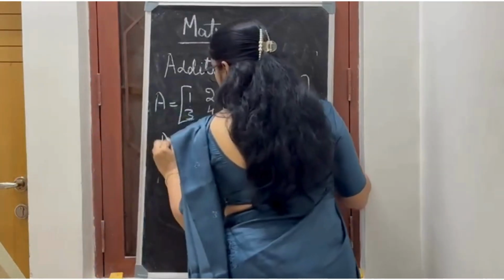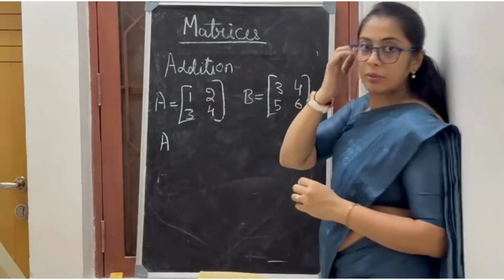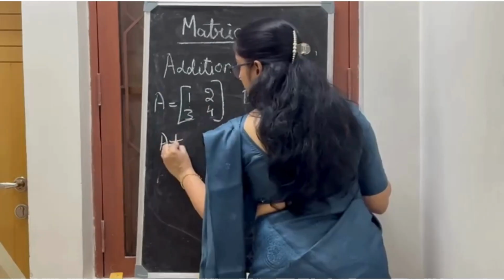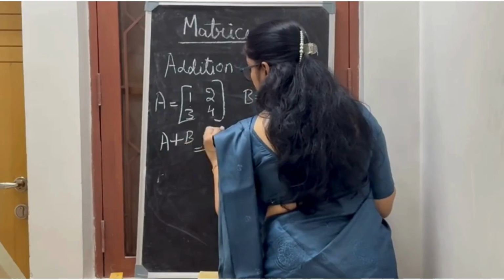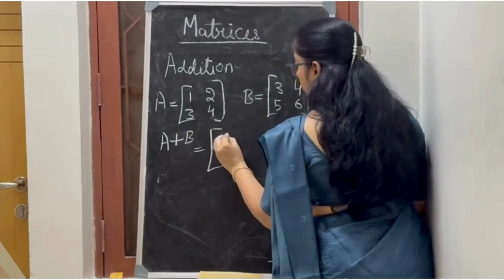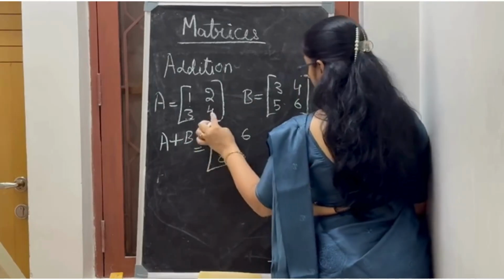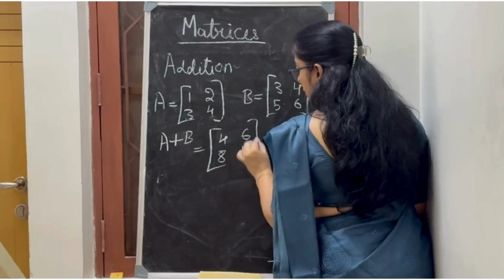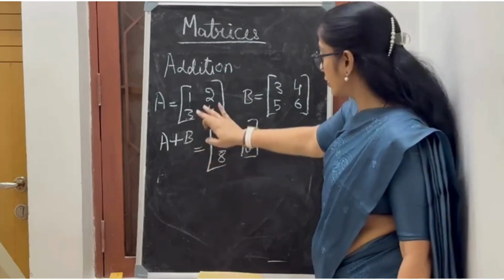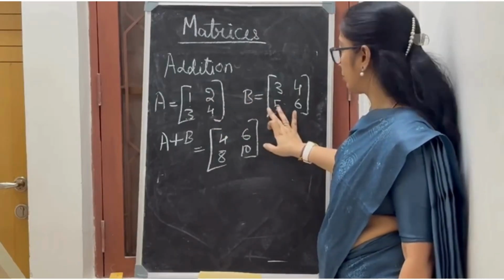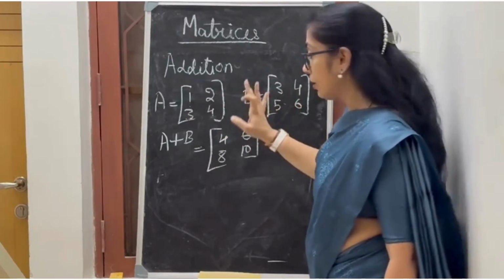So if they say, give me the sum of matrix A and B, that means add A and B. So A plus B equals 1 plus 3, 4. 2 plus 4, 6. 3 plus 5, 8. 4 plus 6, 10. Always remember to just add the corresponding numbers. Don't add 1 to 5 or some other number. 1 to 3. Okay.